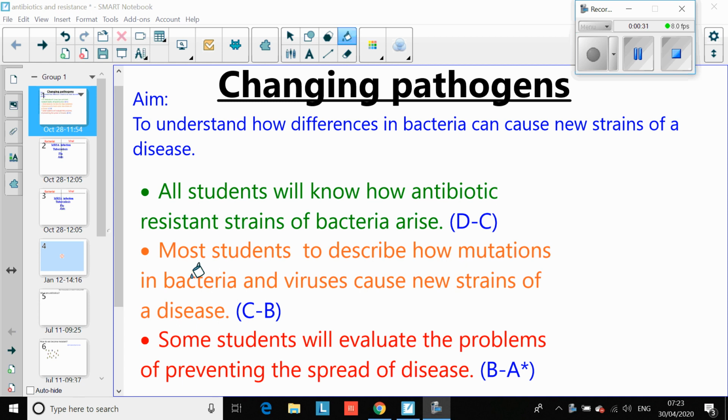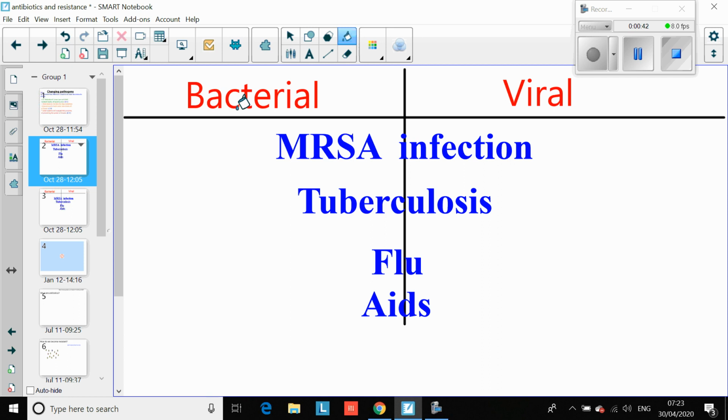the spread of the disease. Now, this is probably going to run into 2 lessons because there is a video that I'm going to show you probably on this lesson. Okay, so quick recap. Firstly, what I'd like to do is draw a table with bacteria and viral and try and identify which of these go on which side. Okay, so pause the video now and do that, please.